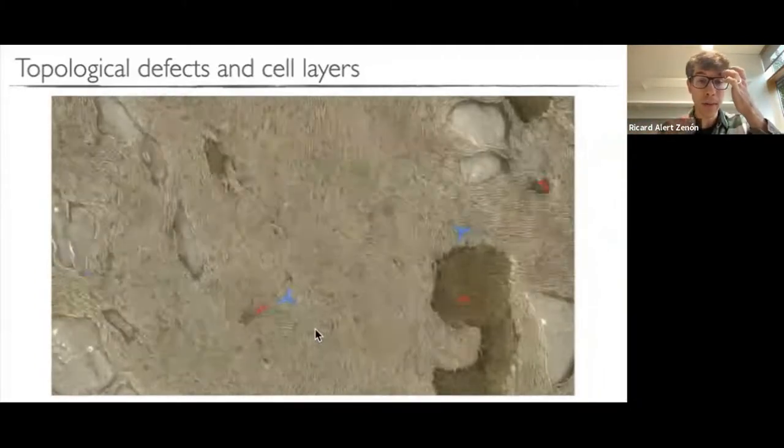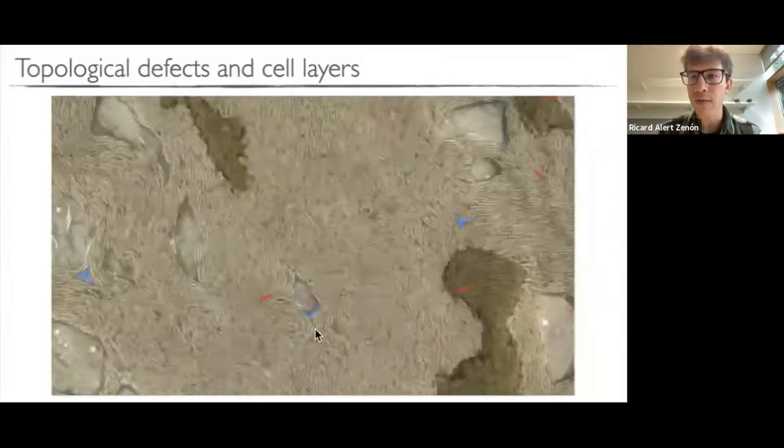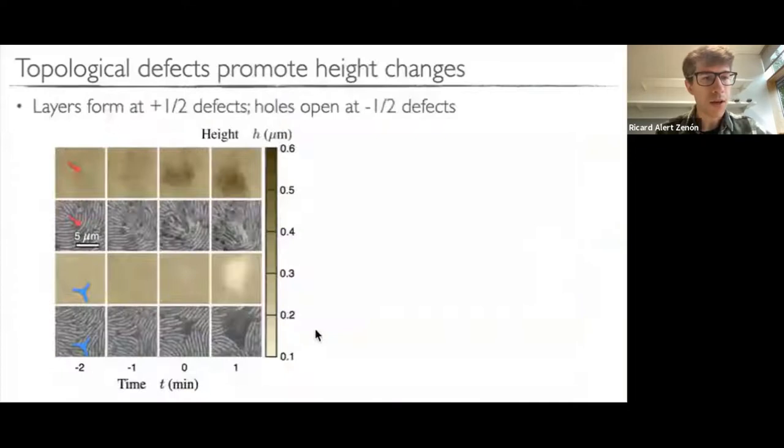And so by staring at movies like this, what we eventually realized is that there were events like the following. So here's a plus 1/2 defect. And what you can see in these snapshots is that in a matter of just a few minutes, there's a new cell layer that forms right at the position of this plus 1/2 defect, okay? And this is very clearly seen if you look at the measured height field. You see this increase in height here.